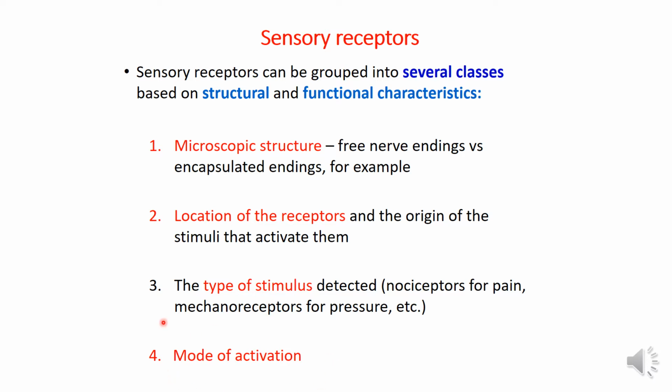Another way to classify the receptors is according to the mode of activation. The mechanoreceptors are usually stimulated by what? By a deformity appearing in the receptors. The chemoreceptors are stimulated by changes in the chemistry: changes in the blood gases, in the ion concentration, in the sodium concentration, in the hydrogen ion concentration.